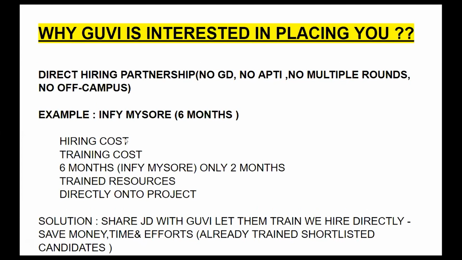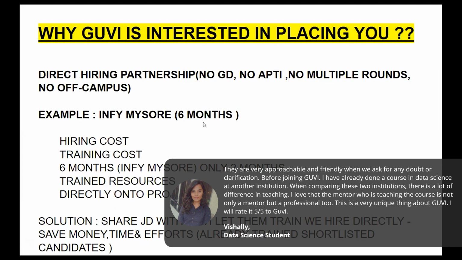So let's say, for example, if you take the Infosys Mysore campus, it has around 6 months of training, where once you get selected, you'll have a waiting period. Then you'll have to go to the Infosys campus and wait for 6 months, where Infosys is going to spend a lot of cost on you. There's hiring cost involved. There is training cost involved, where 6 months of training is needed.